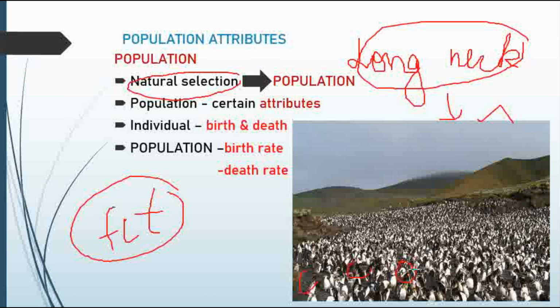So if you take an individual, you say birth and death of the individual, but when you take a population you say birth rate and death rate.